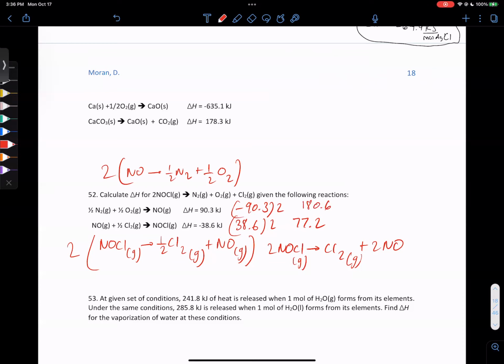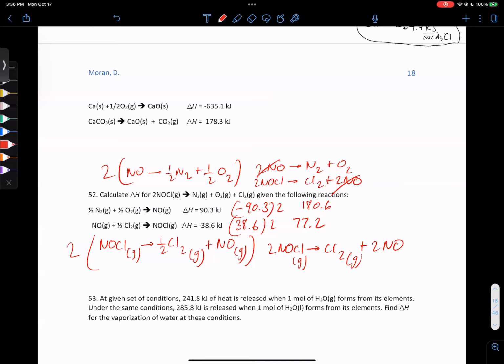So then you'll get 2 NO makes N2 plus O2. And then our second one is 2 NOCl makes Cl2 plus 2 NO. So what do we do now? Now you add all the enthalpies. Oh, you have to take out the intermediates. Yeah, so NO goes away, the other NO goes away.